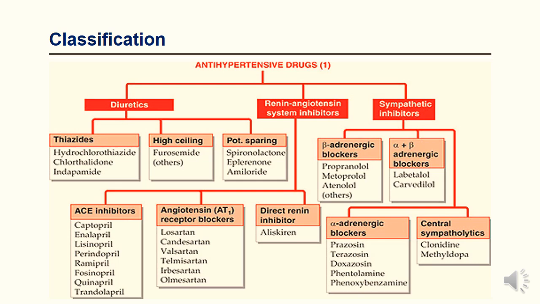First we will discuss diuretics. Diuretics are further classified into thiazides, high ceiling diuretics, and potassium sparing diuretics. Examples of thiazides are hydrochlorothiazide, chlorthalidone, and indapamide. High ceiling diuretics include furosemide, and potassium sparing diuretics include spironolactone, eplerenone, and amiloride.